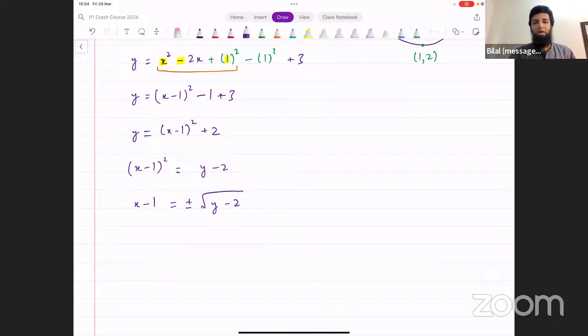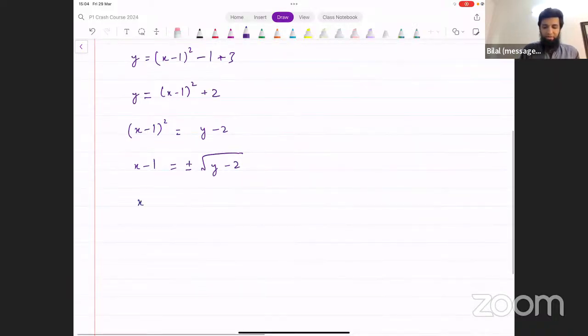Okay, so when you are taking square root, remember always to put plus minus there. Now, let's make x the subject. When you make x the subject, it gives you x equals 1 plus minus square root of y minus 2. And that's x made the subject.